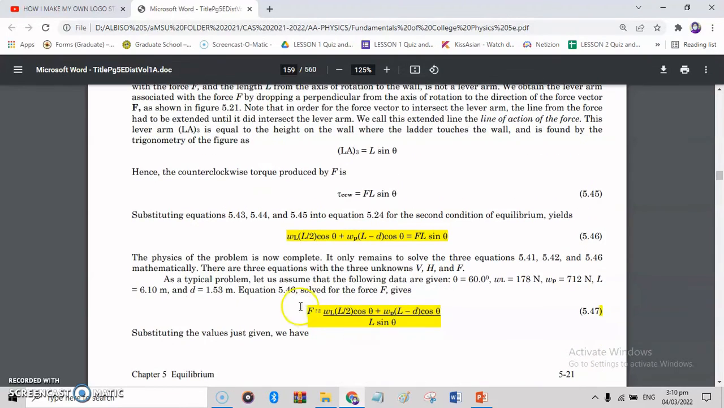Now, a typical problem, let us assume that the following data are given. Okay, meron ng data. 60 degrees. And then yung weight ng ladder natin is 178 Newton. Weight ng person is 712 Newton. And yung length ng ating ladder is 6.10 meter. And yung distance nung tao from the top of the ladder is 1.53 meter.